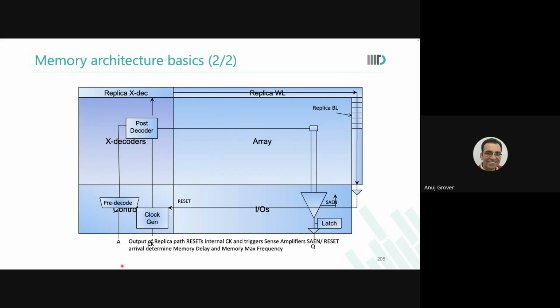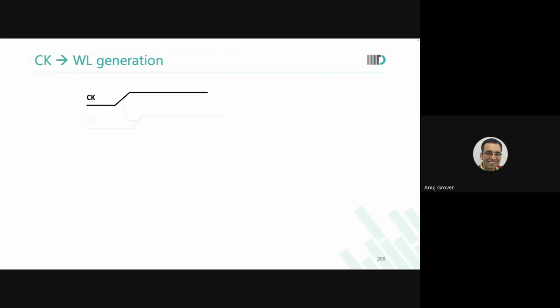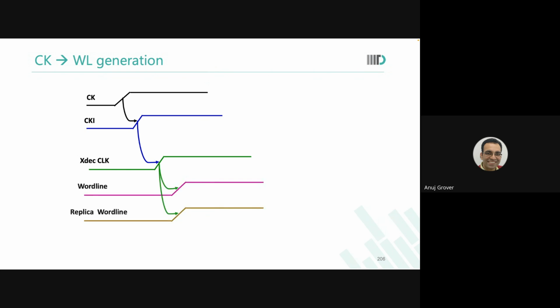So this replica path is extremely important for both read cycles and write cycles. Until now, what we had looked at was CK2 word line generation. We said word line XDEC clock would come and it would generate a word line. But now I've added another brown signal there. I'm saying it will also generate a replica word line.